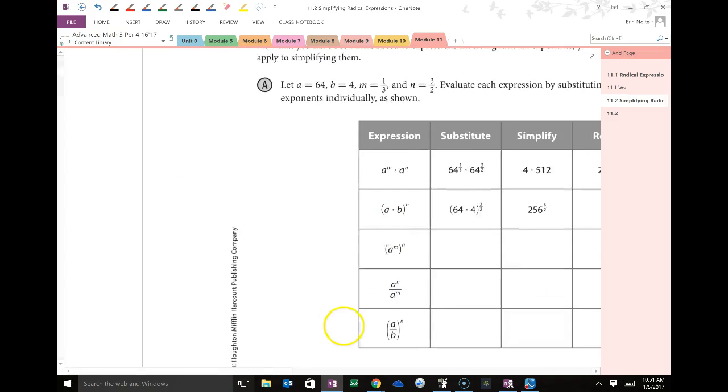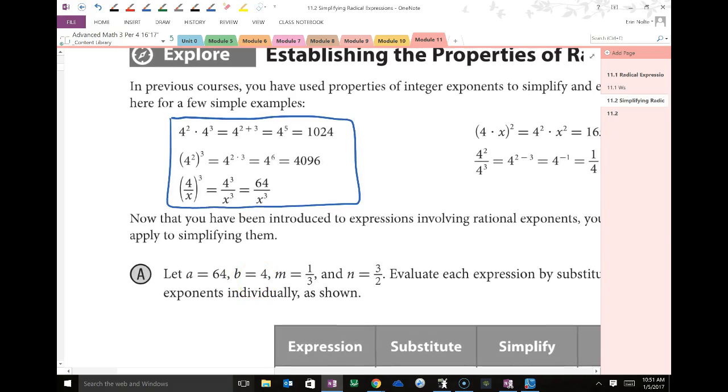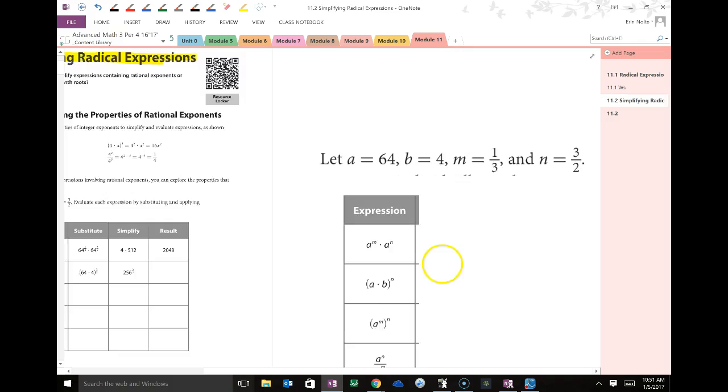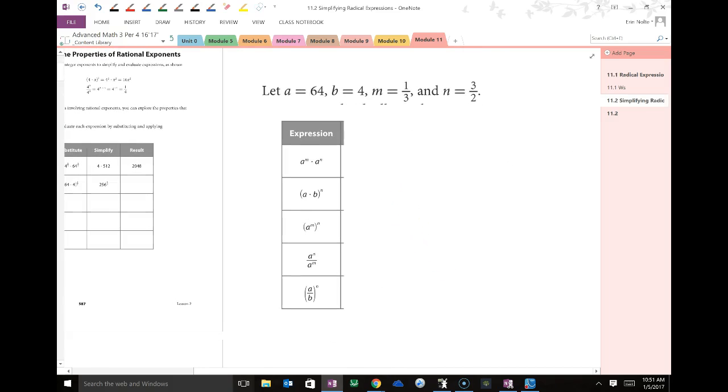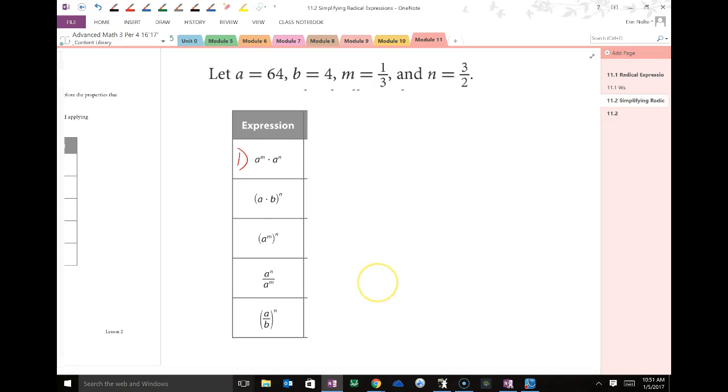Okay. So did I give you guys enough time to finish that? Sorry, I got impatient waiting. Okay, so here's going to be our first couple examples. How many do we have? 5 examples. Okay, so we'll start with question number 1. They're basically giving us a blanket statement: A is going to be 64, B is going to be 4, M is a third, and N is 3/2.